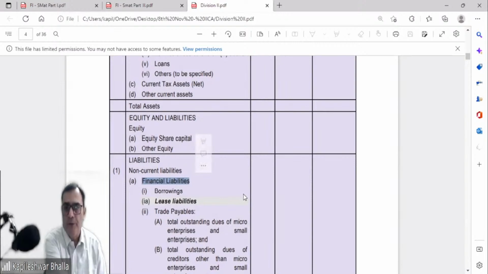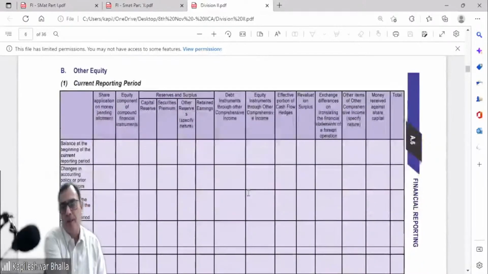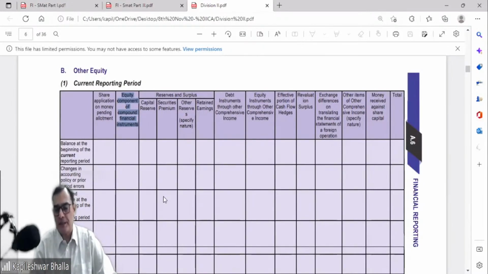And let me tell you, you must already be aware that the other equity is nothing but what we call SOCIE, the Statement of Changes in Equity. So when you prepare that other equity, can you see that there is a column called equity component of compound financial instruments? When a company issues a compound financial instrument, you will be able to segregate that this is the equity component of the compound financial instrument.